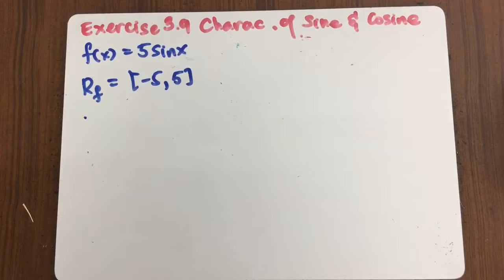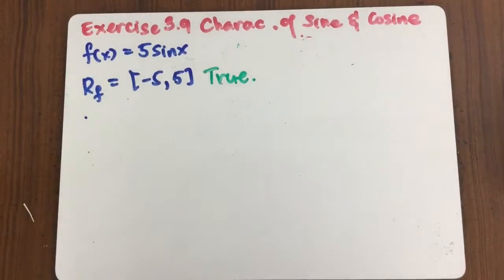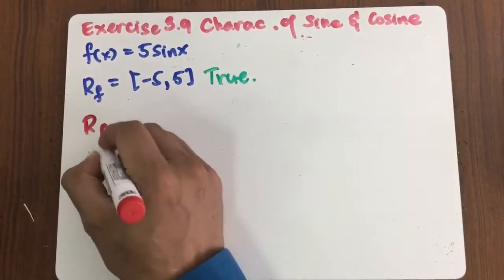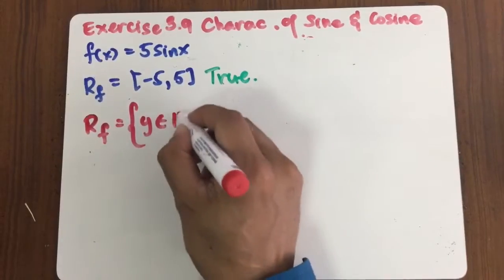Next, if we are given the function f of x is equal to 5 times sine of x, ang kanyang range is the closed interval negative 5 to 5. Is this true or false? Ang range ng ating function 5 times sine of x is from negative 5 to 5. So ganitong gawin natin, ano?